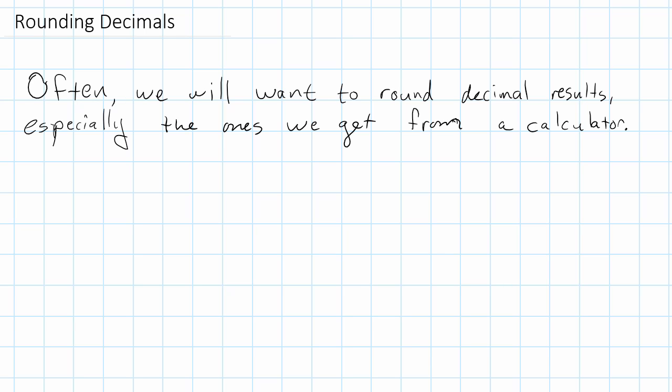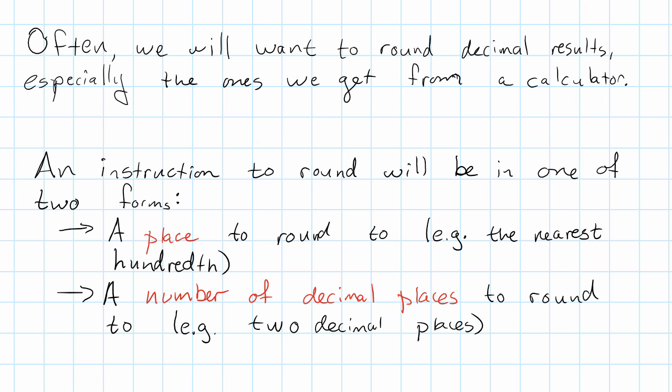There are several different ways that we can know where we ought to round decimals. And the most obvious one is to see if we're told to round or not. If we're told to round, the instruction is going to be in one of two forms. An instruction to round will either tell us what place to round to. So for example, it might say the nearest hundredth. Or it might tell us a number of decimal places. That is, it might say like 2 decimal places.